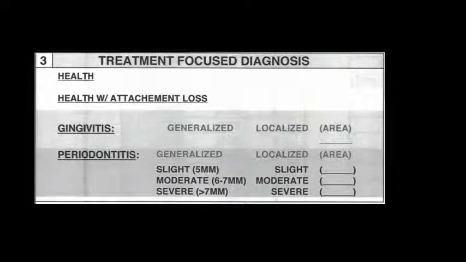Gingivitis, remember, is a reversible diagnosis and is usually associated with plaque and calculus, but there is no attachment loss. Finally, periodontitis means that we have attachment loss, and this can be generalized or localized. It can be slight with probing depths around 5 millimeters, moderate 6 to 7 millimeters, and greater than 7 we would call severe.